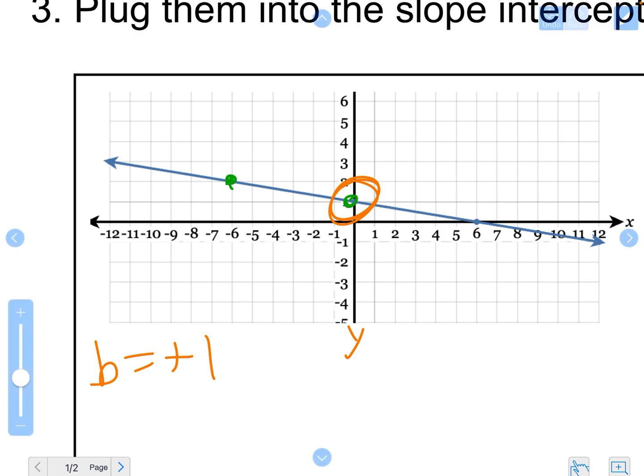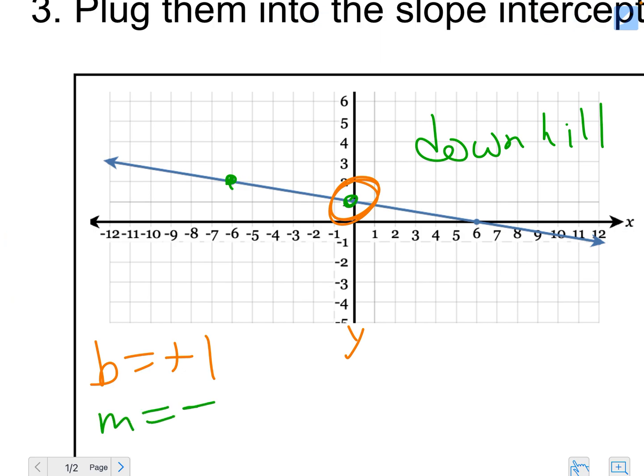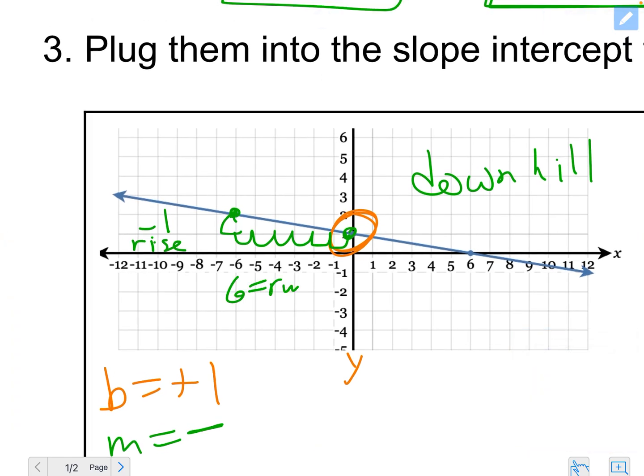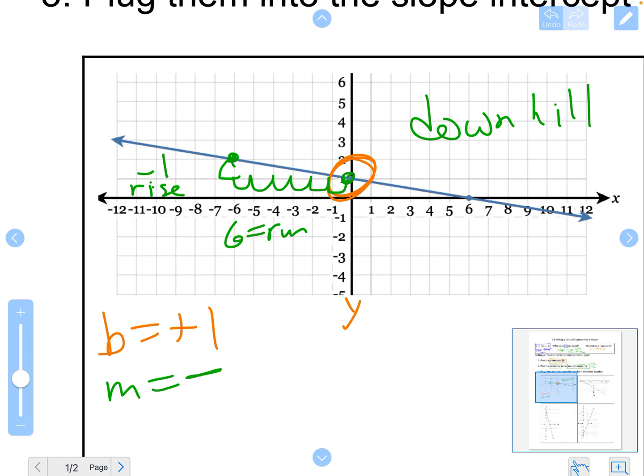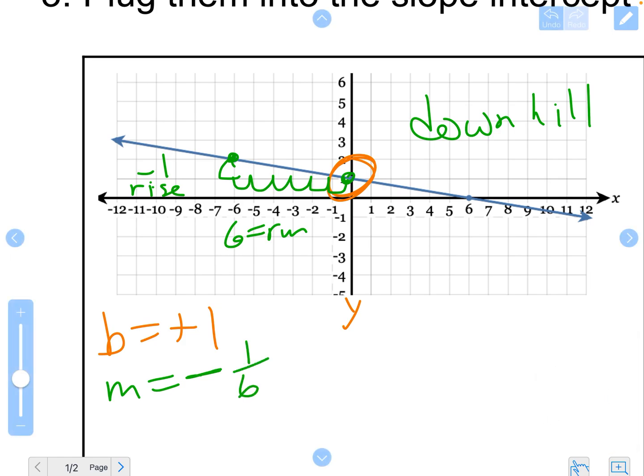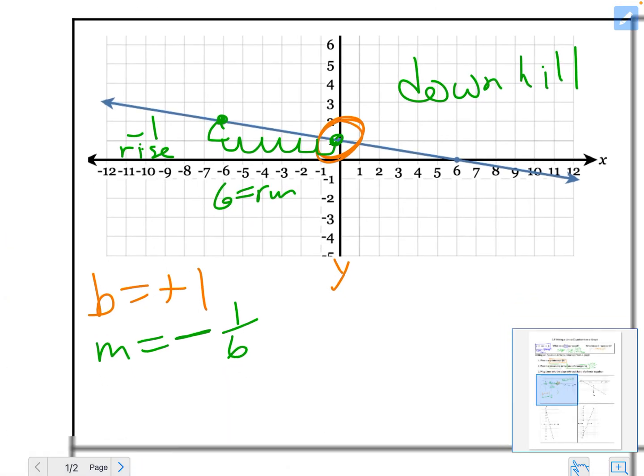If I notice, this line is going downhill. Because this line is going downhill, I know that my slope is going to be negative, because I'm going down as I count the y-axis. So my rise is going to be -1. Now I need to count my run. 1, 2, 3, 4, 5, 6. So 6 equals my run. When I write it as rise over run, I'm going to write -1/6.